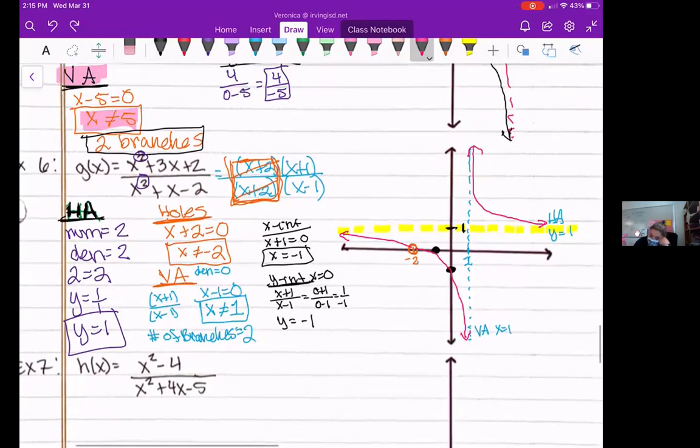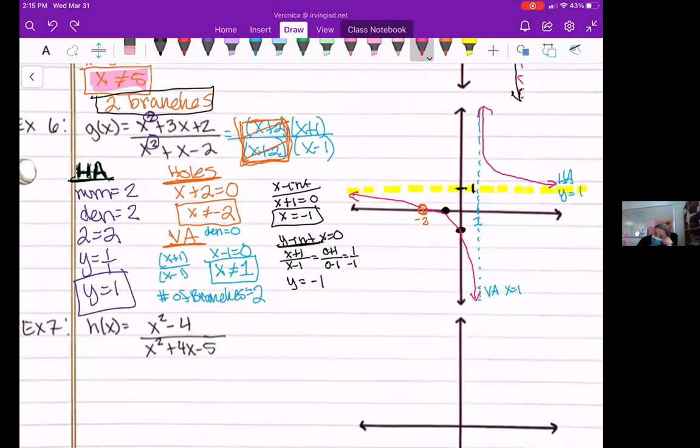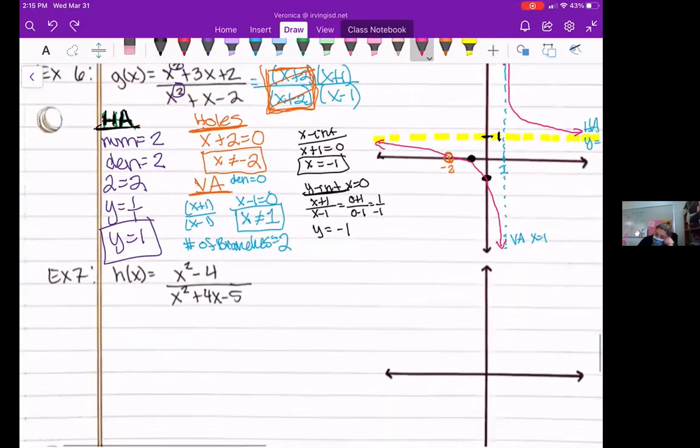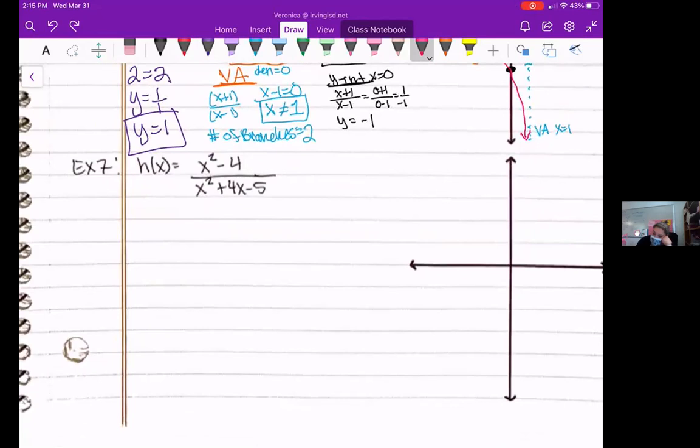Well, if I wanted to find the whole... yeah, that's right. Okay. Anyway, for example 7, we already did example 7. It was the very first one we did. So I'm just going to write all of the key features down, and then we're going to find the x and y intercepts and then talk about it.